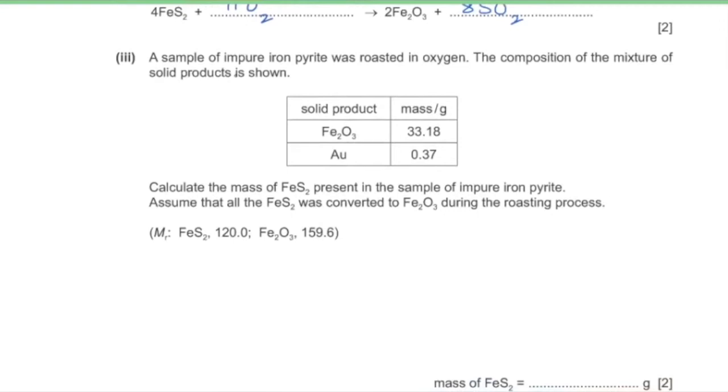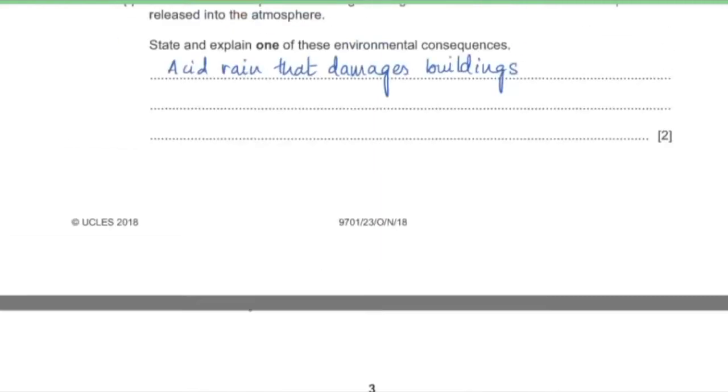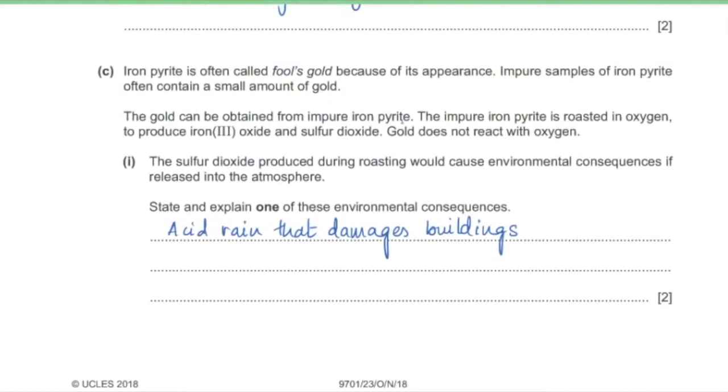Part 3, a sample of impure iron pyrite was roasted in oxygen. The composition of the mixture of solid products is shown. Calculate the mass of iron pyrite present in the sample of impure iron pyrite. Assume that all the iron pyrite was converted to iron(III) oxide during the roasting process. So as we were told earlier, gold does not react with oxygen.